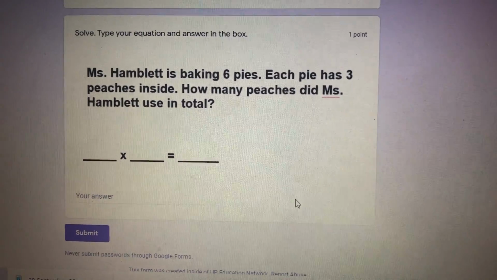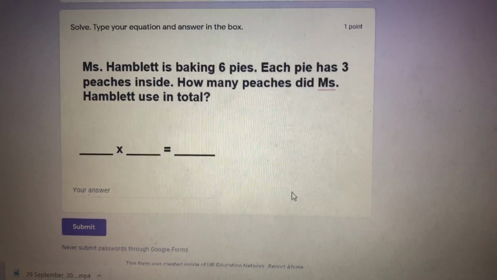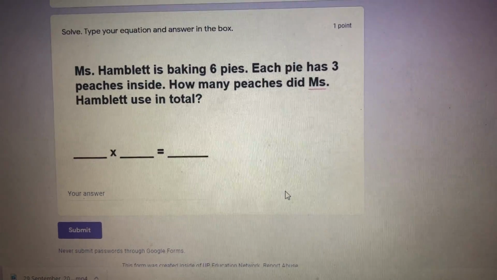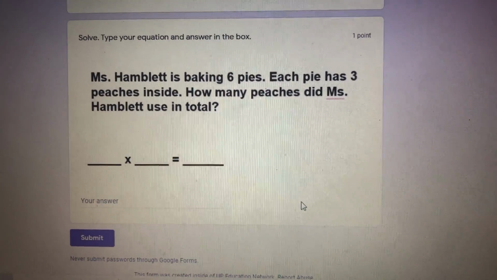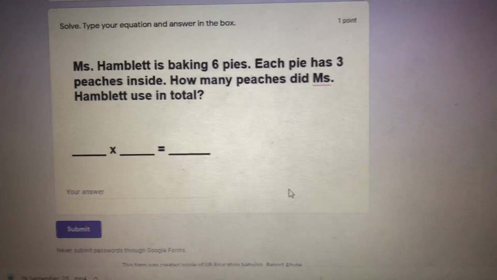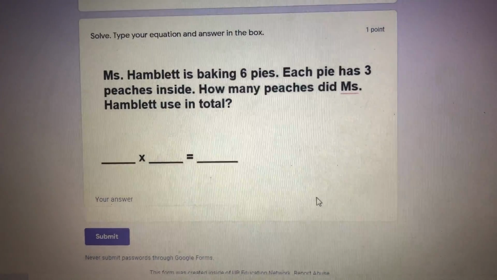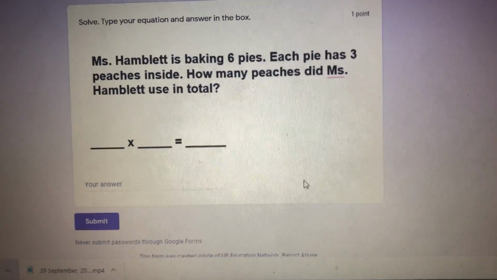Solve. Type your equation and answer in the box. Ms. Hamblett is baking 6 pies. Each pie has 3 peaches inside. How many peaches did Miss Hamblett use in total? You're typing blank times blank equals blank.